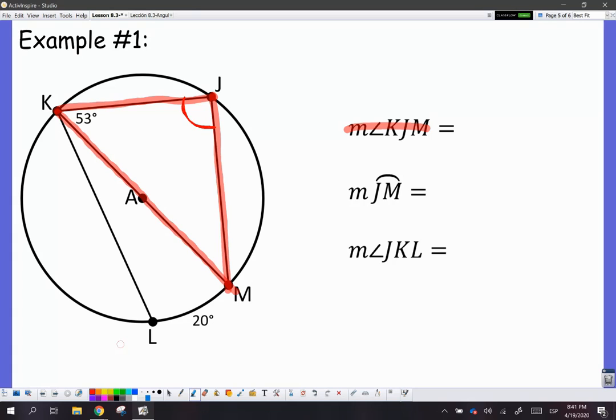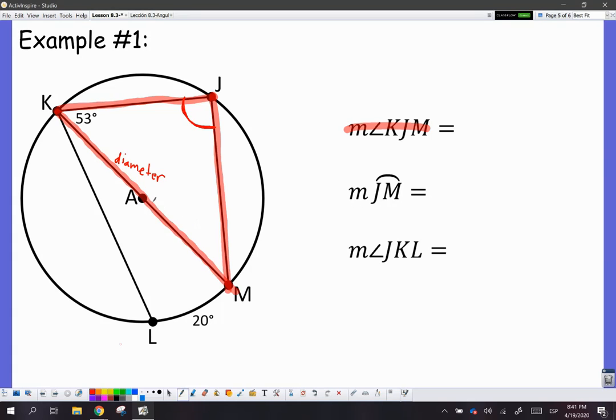You see that segment KM goes through the center. It goes through point A. I have a chord that goes through the center of my circle, which means that this segment KM is a diameter. Now we need to be able to recognize those things. So if you still have trouble identifying some of these parts and their significance, go back to lesson 8.1 so you can look at those parts of the circle again.